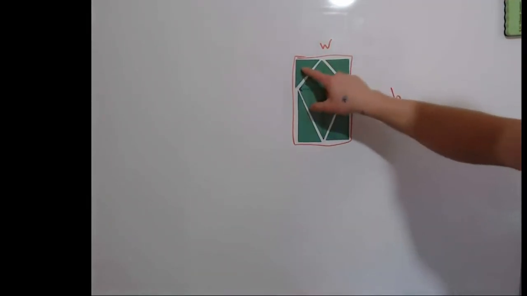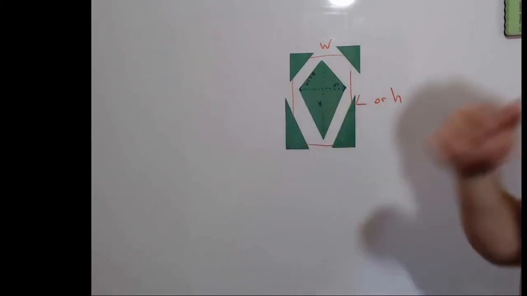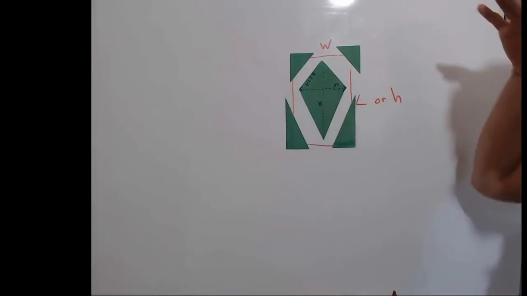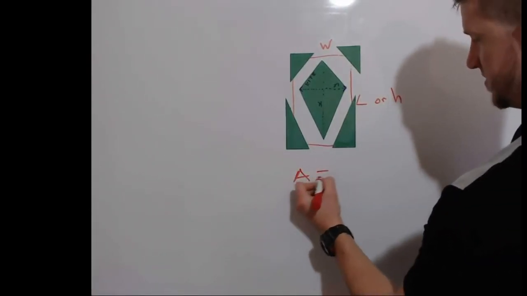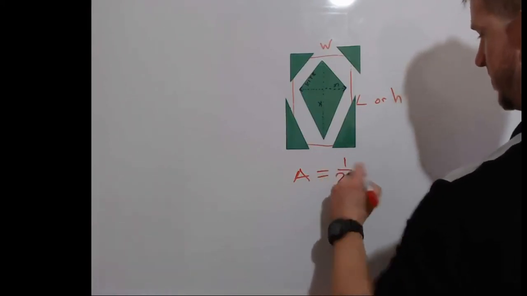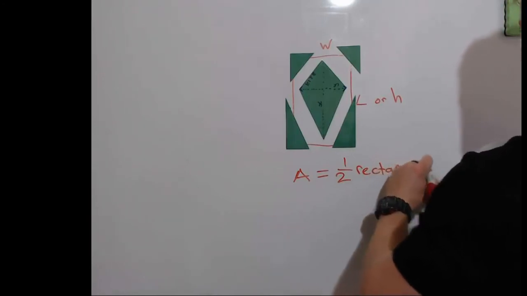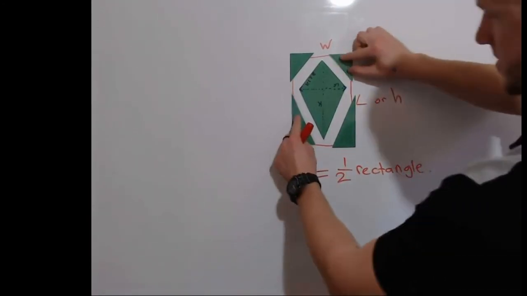So if I knew the width and the length, or the height, whatever we call it, I can see that my kite is actually made up of half of this, because I've just doubled all my pieces to create my rectangle. So I know that the area is equal to half of the rectangle for a kite. But I don't know a length or a height yet.